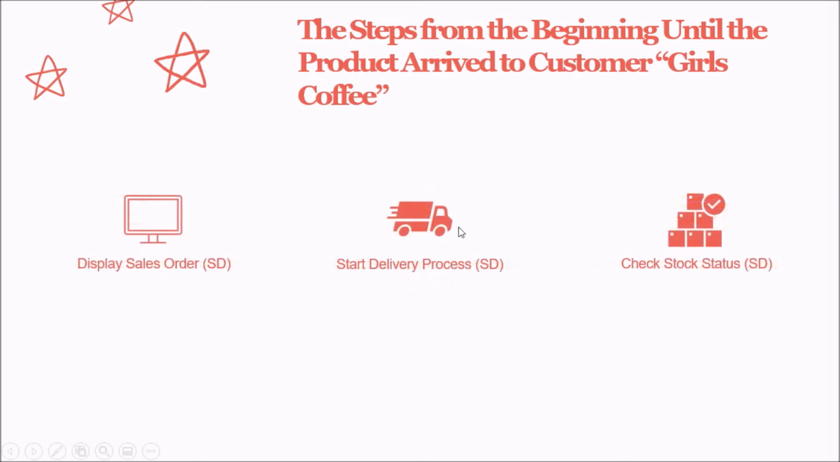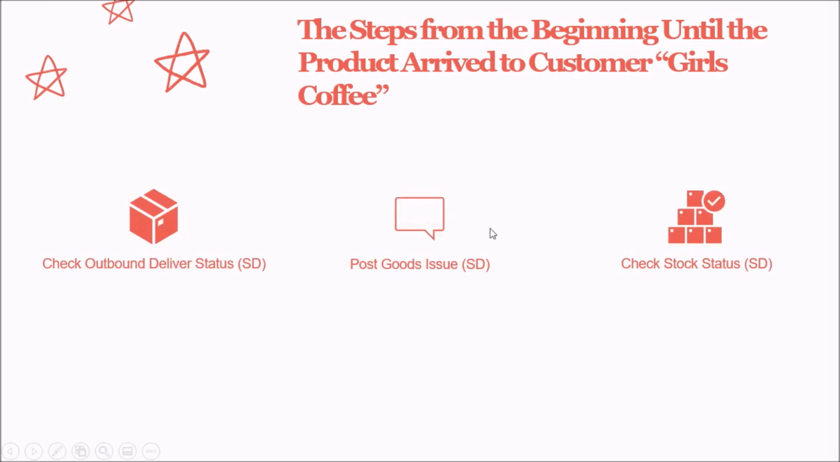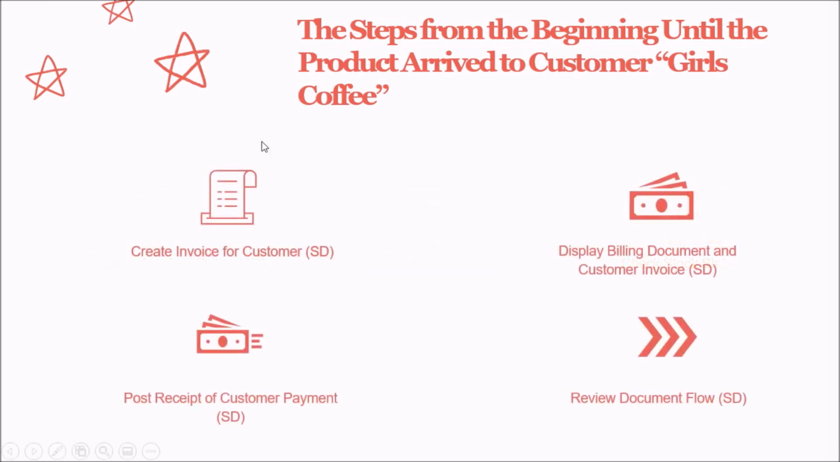After that we move into SD. In this part we want to deliver the product to the customer, and this displays the start of delivery, check stock status, and I check the delivery status, post goods issue, check stock status, and create invoice, display billing document, post receipt, and then review document flow.